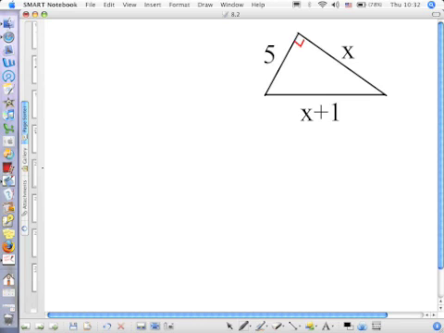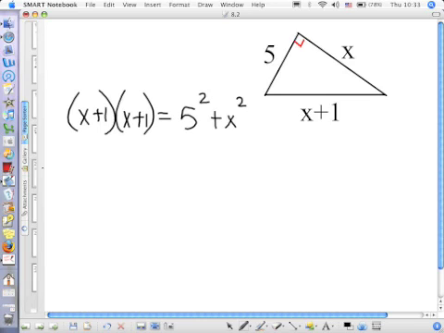X equals 7. Are we figuring out X? Let's do it together. So you couldn't do it because you have two terms? Watch. All right. Figure out C in terms of X. C is what? X plus 1. All right, so I've got to do x plus 1 squared, which means I'm multiplying it by itself, is equal to 5 squared plus x squared.